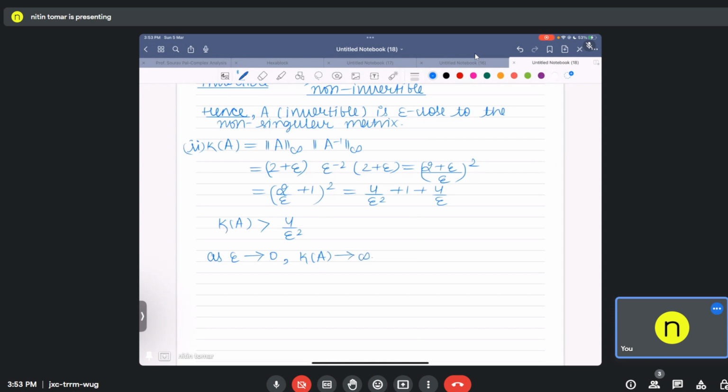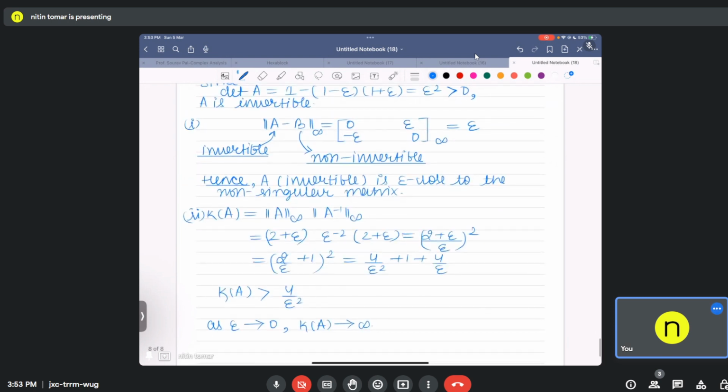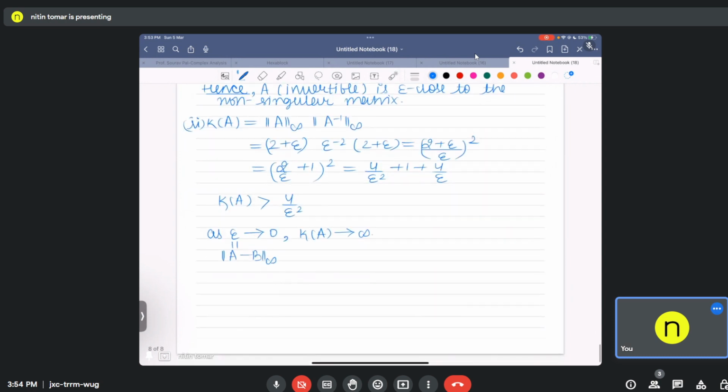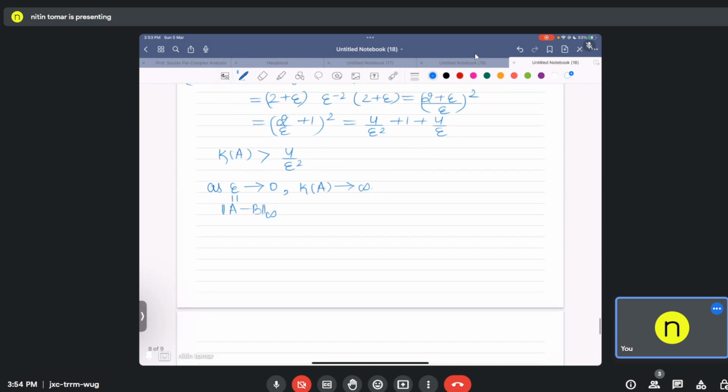So what does epsilon going to 0 mean? What was epsilon? It was the distance between A and B. So as A goes very close to B, the condition number goes to infinity. Does it make sense to you? Yes, sir. So let's say this is intuition.